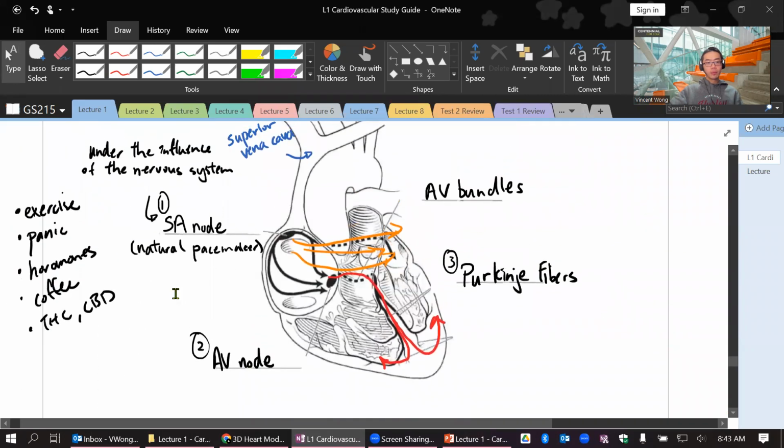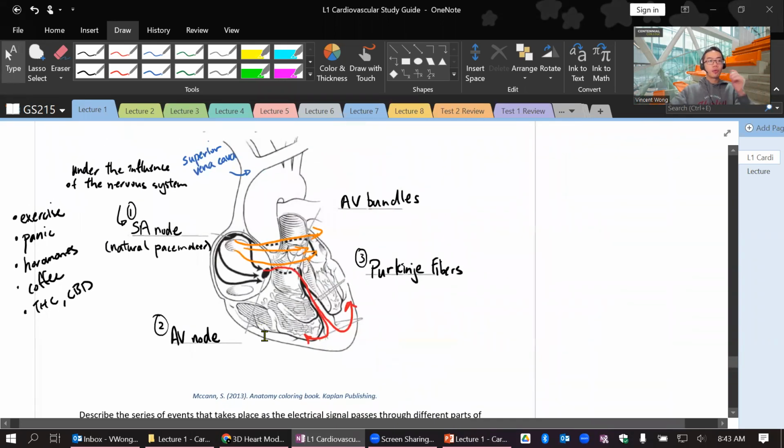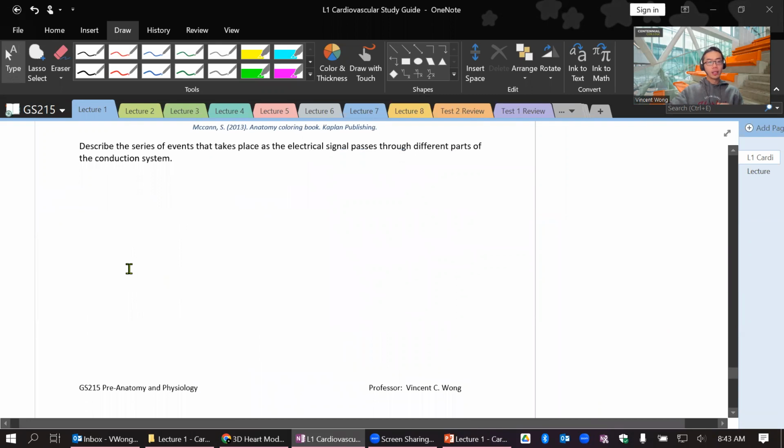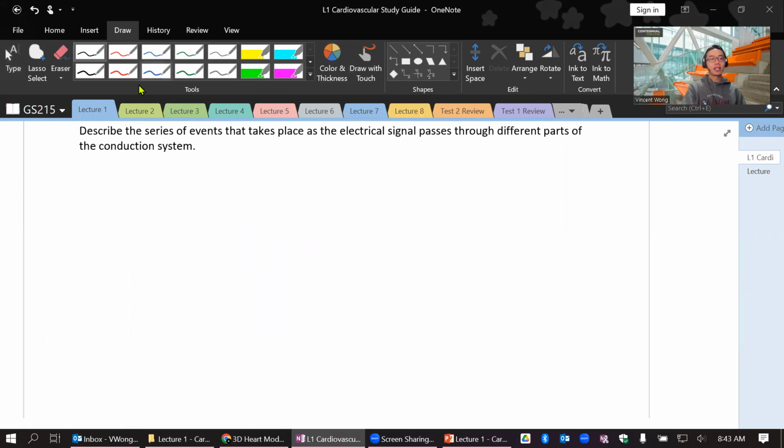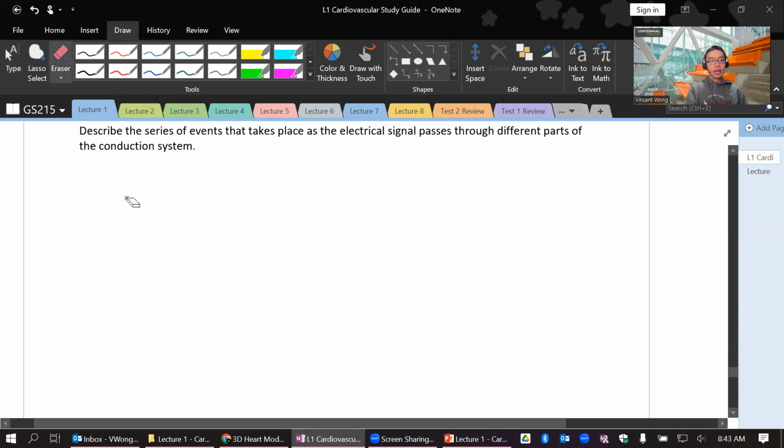So we were talking about this conduction system last time before we ended the lesson. I just want to add a little bit more detail to it so you fully understand what's going on. So here, second part, describe the series of events that takes place as the electrical signal passes through different parts of the conduction system. So at the beginning, the part of the heart that generates the rhythm for you is a cluster of cells called the SA node, right? We know that already.